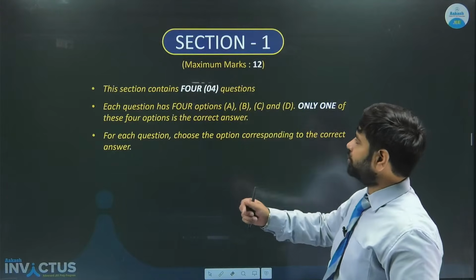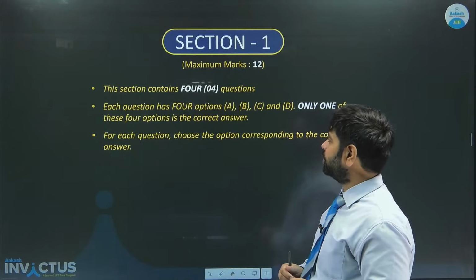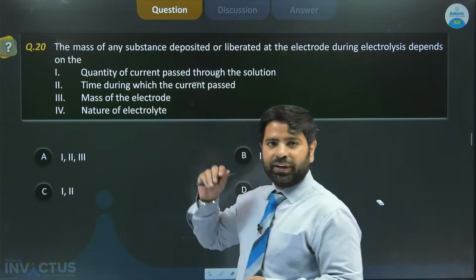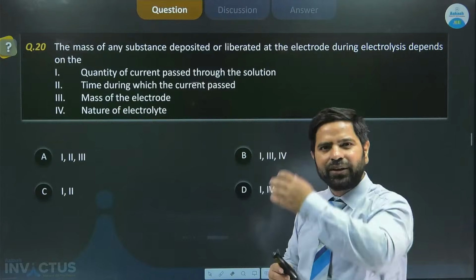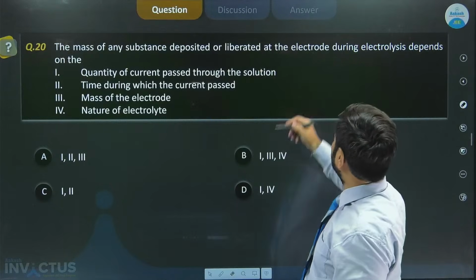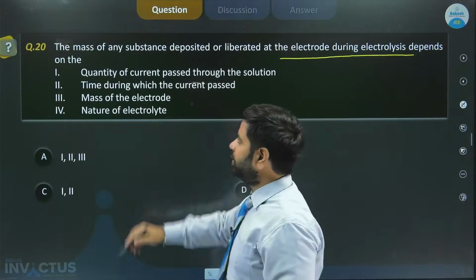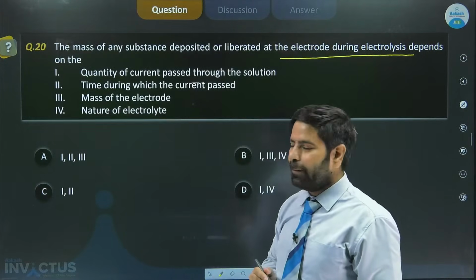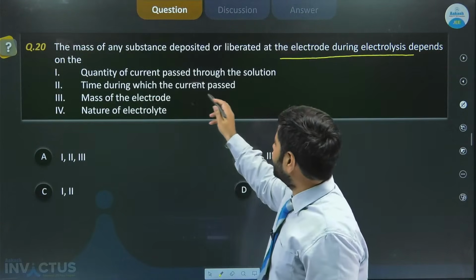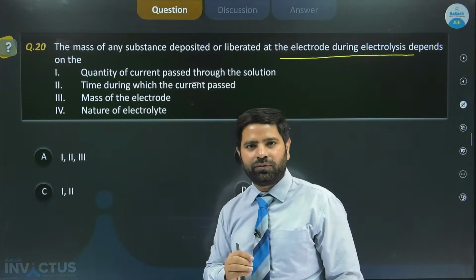It is the very first section that contains 4 questions, and all of them are single correct options. Let's start. Question number 20, the very first question of chemistry. The mass of any substance deposited or liberated at the electrode during the electrolysis depends on the quantity of current passed through the solution, time during which the current is passed, mass of the electrode and nature of the electrolyte. This question is based on the first law of Faraday.